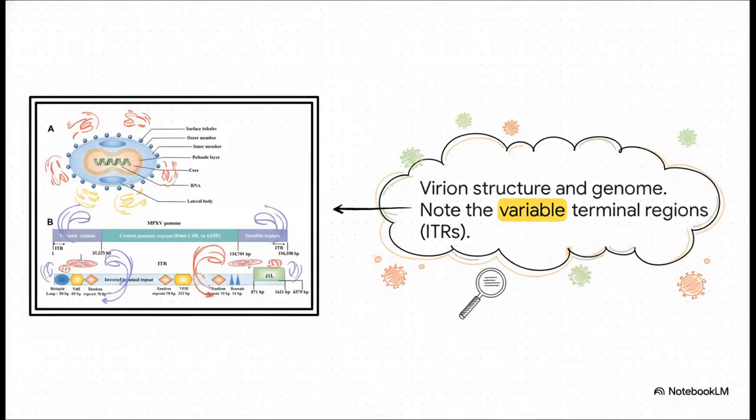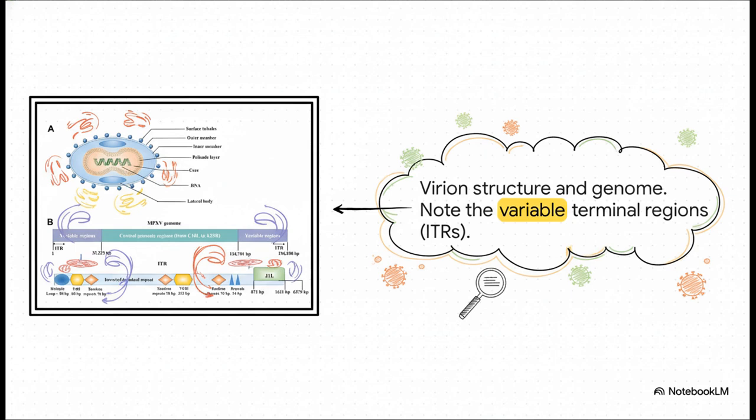Okay, now this is where the molecular details get really interesting. In Figure A, you can see that complex structure. You've got the DNA core, the lateral bodies, all of it wrapped up in multiple membranes. But for our purposes, Figure B is absolutely crucial. The genome is massive. We're talking around 197 kilobase pairs.